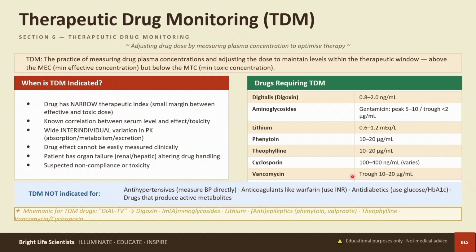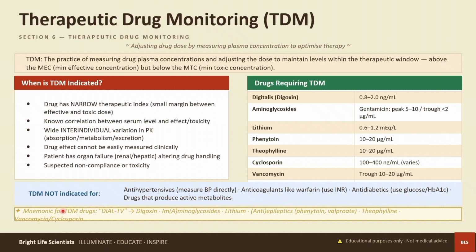Therapeutic drug monitoring is not indicated for drugs where you can directly measure the effect. Antihypertensives, you measure blood pressure. Warfarin, you measure the INR. Antidiabetics, you measure glucose and HbA1c. And for drugs that produce active metabolites, plasma levels of the parent drug may not reflect clinical effect.